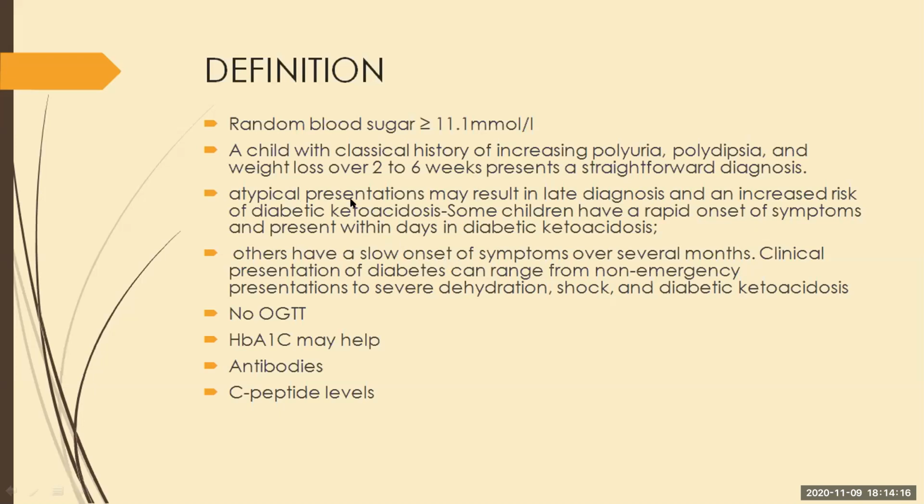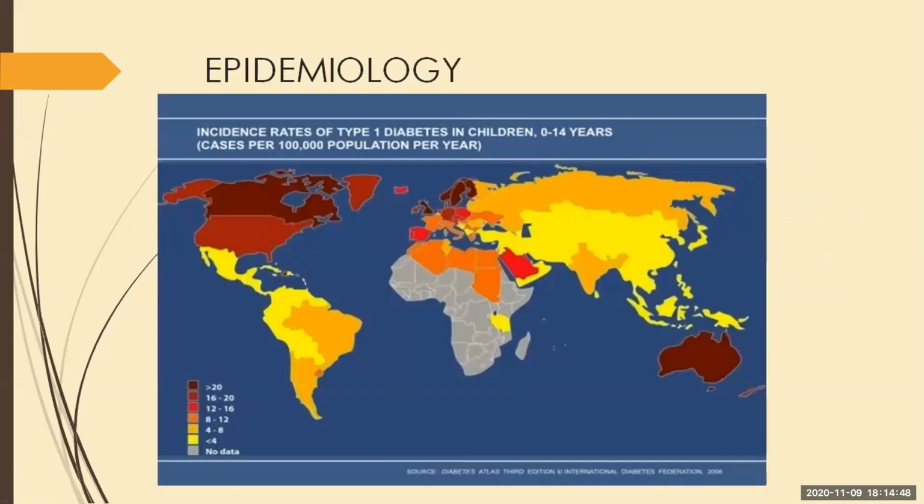Normally, we don't do OGTT in patients with type 1 diabetes. HbA1c may help to make the diagnosis and to know for how long they have had the condition, but if you don't have HbA1c, you can still make a diagnosis of type 1 diabetes. We also do antibodies, such as anti-GAD antibody and islet cell antibodies, but it's not compulsory to do them to make a diagnosis. We also check C-peptide levels to tell us how much insulin they are making, but it's not important at the time of the diagnosis.